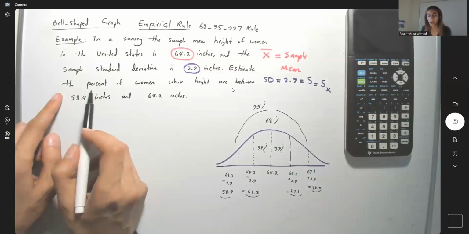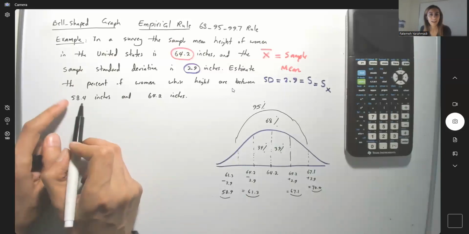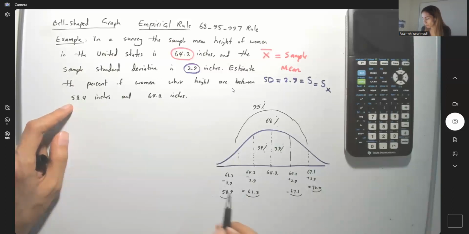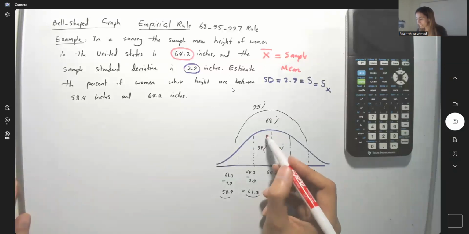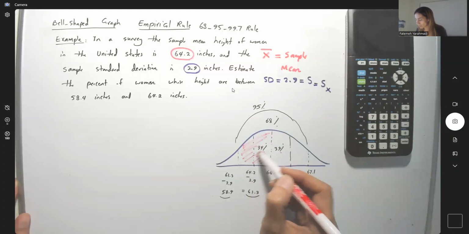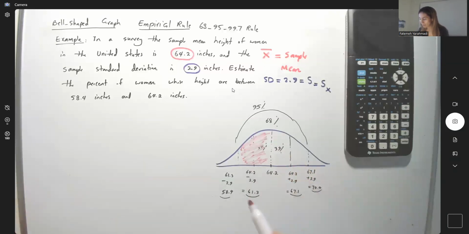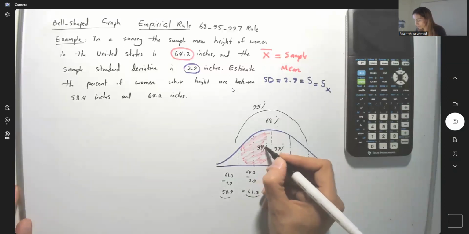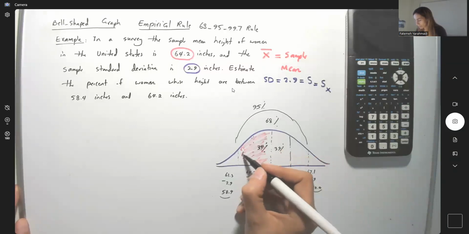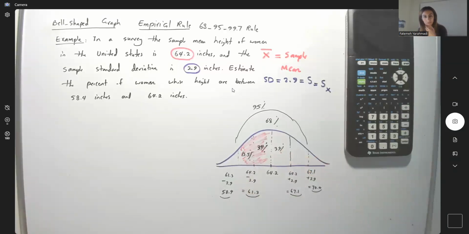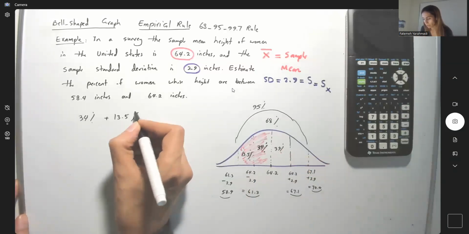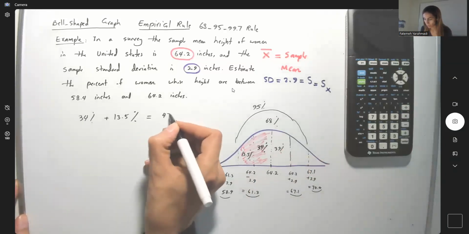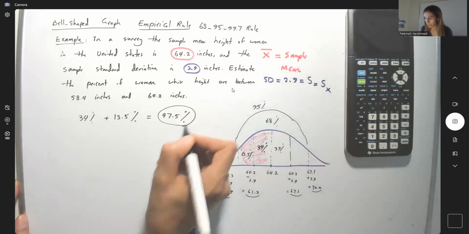But the question says, I want to know what percent of women have height between 58.4 and 64.2. They want to know, what is this percent in total? Well, we know that this part is 34%, and this portion is 13.5%. So if I add these together, 34% plus 13.5%, I get 47.5%.